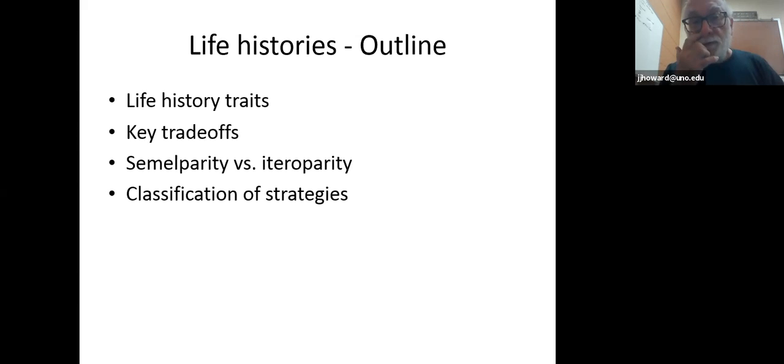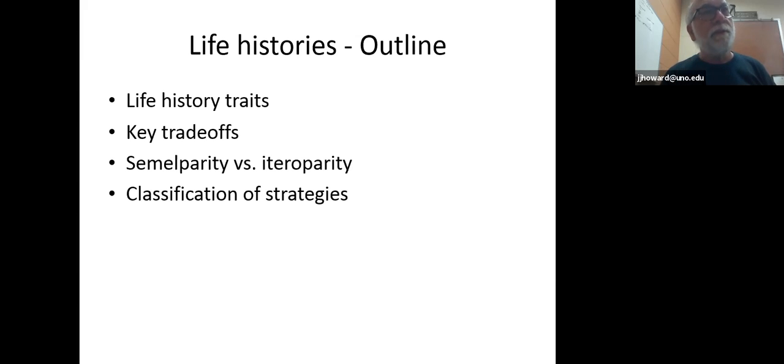Okay. After we do that, we'll look at three key trade-offs in life histories that affect every organism. Growth versus survival versus reproduction, and how you allocate your energy. Then we'll look at a couple of archetypal strategies called semelparity and iteroparity, and we'll talk about the conditions that favor one or the other. And then we'll look at how ecologists think about these strategies, because they do try to classify them in ways where you can just say, this life history strategy is X. And it means something to everybody who's talking about it.